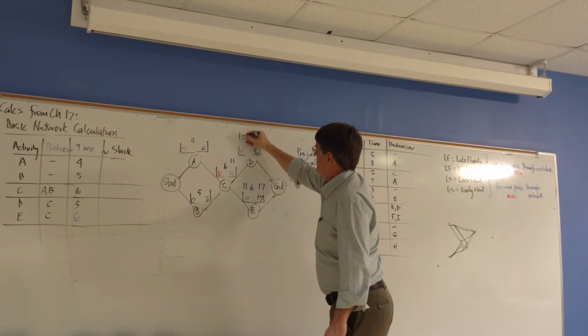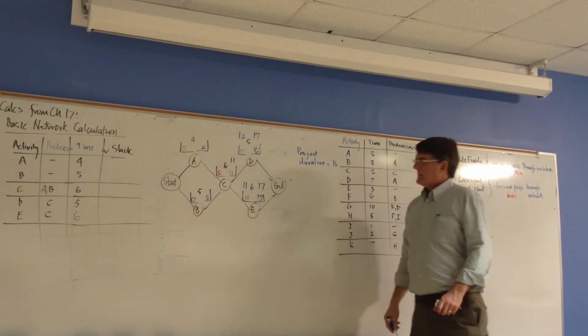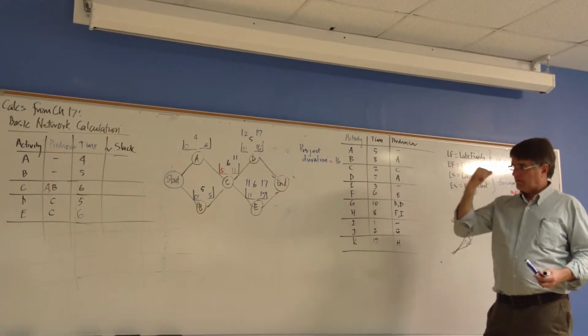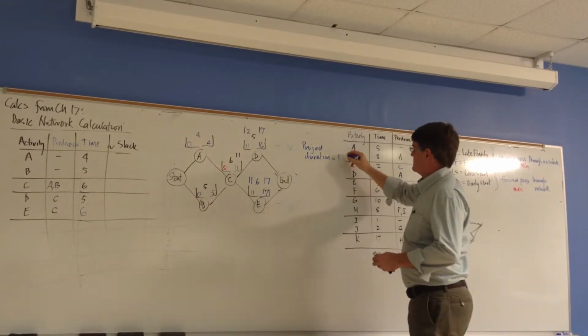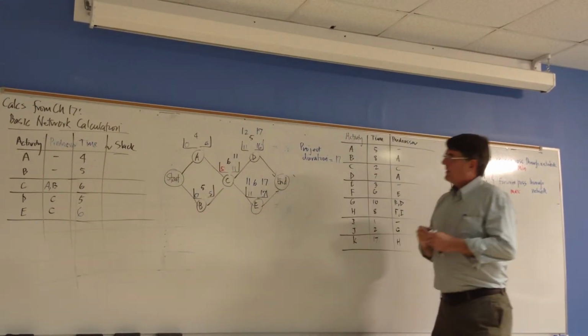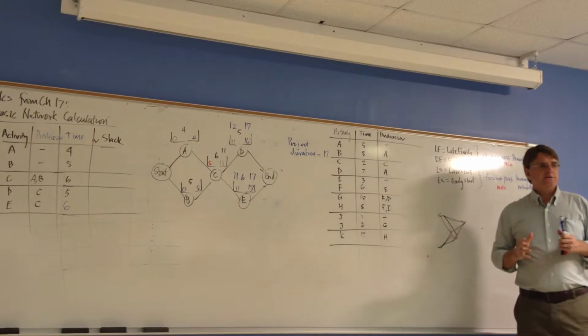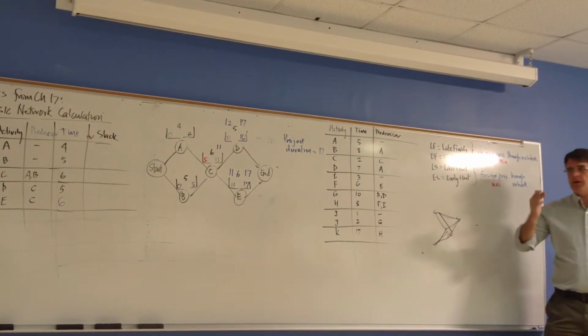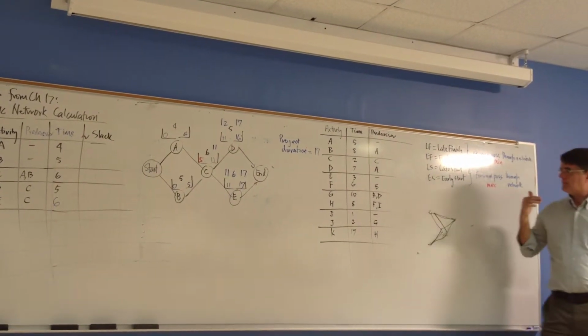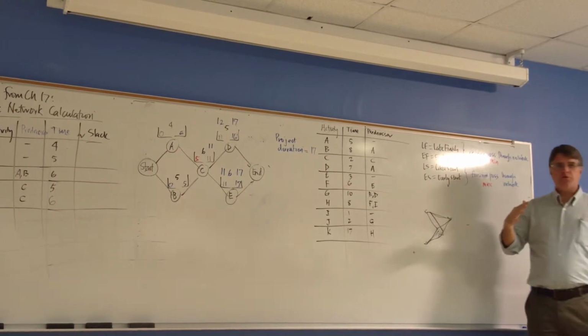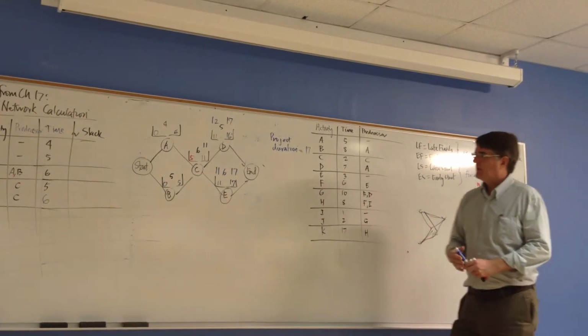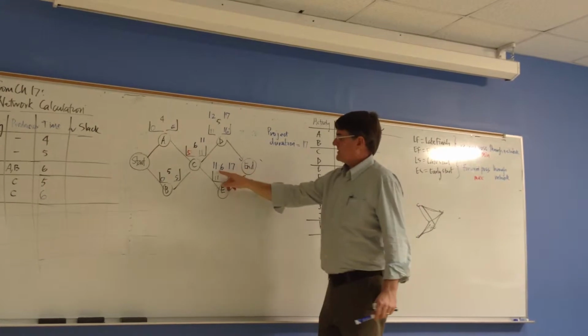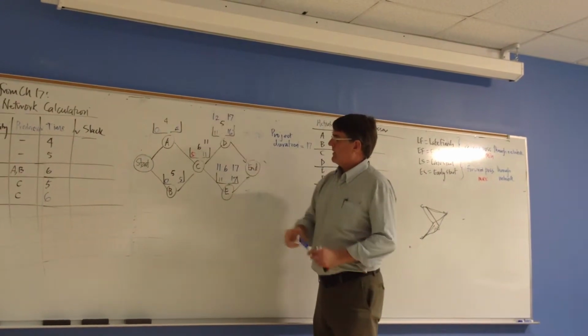So you just picked the largest one, that's why you have 5? Yeah, on the forward pass. So the project duration is 17. The convention is the project duration becomes the late finish time on all nodes connected to the endpoint. 17 minus 6 is 11, 17 minus 5 is 12.